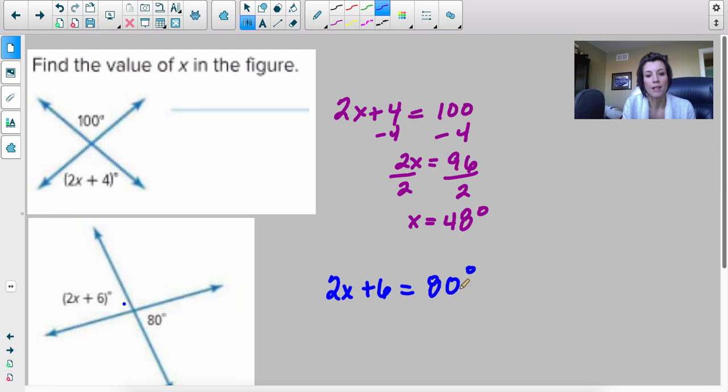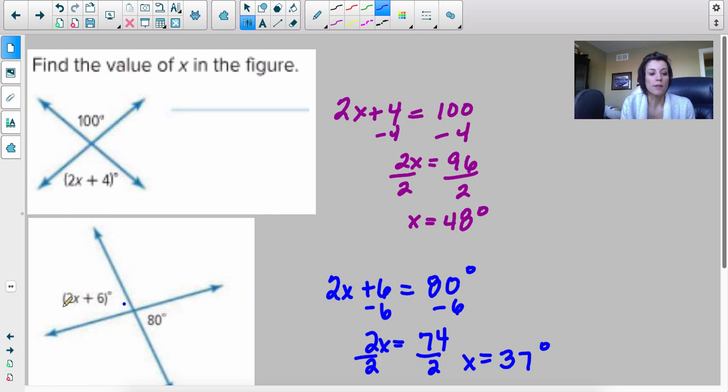All right, last example, we've got 2x plus 6 is equal to the angle across from it, with a vertical angle of 80 degrees. To undo, we subtract 6, so 2x is going to be equal to 74. Divide both sides by 2, and x is going to be equal to 37 degrees. So 37 times 2 plus 6 is going to be equal to 80.